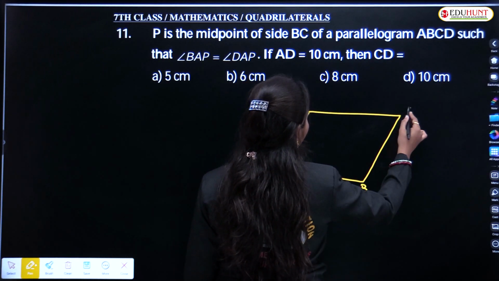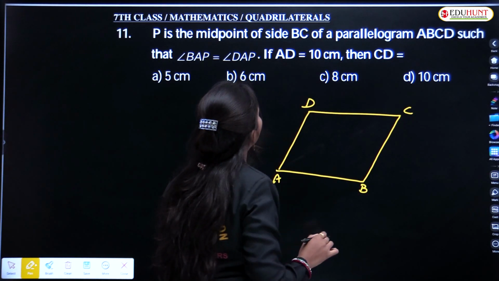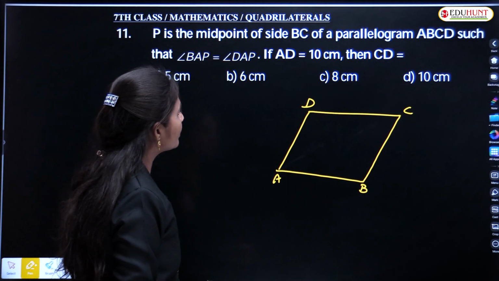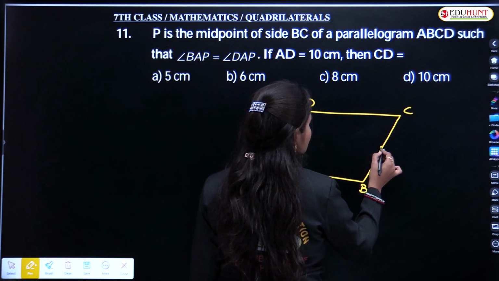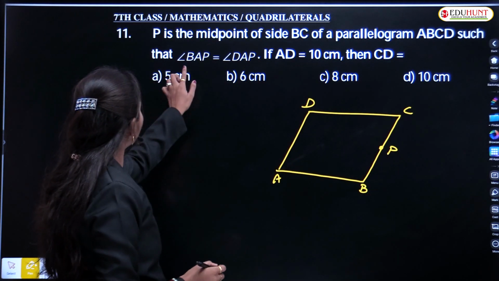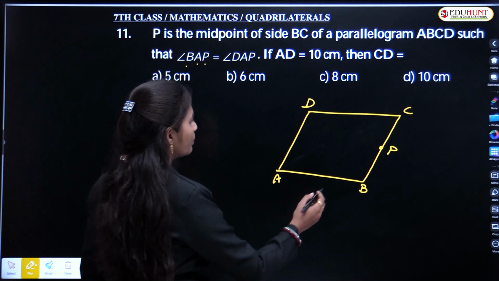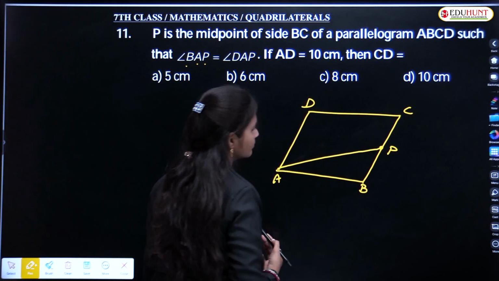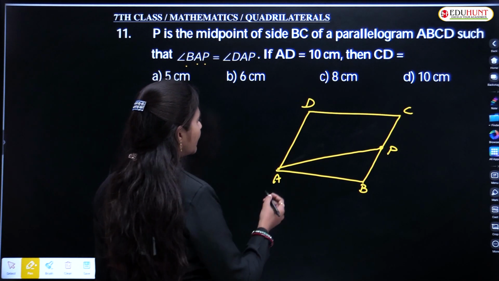Parallelogram ABCD, such that angle BAP... So P is the midpoint of BC. Now what is given? Angle BAP. So we have to join A and P.